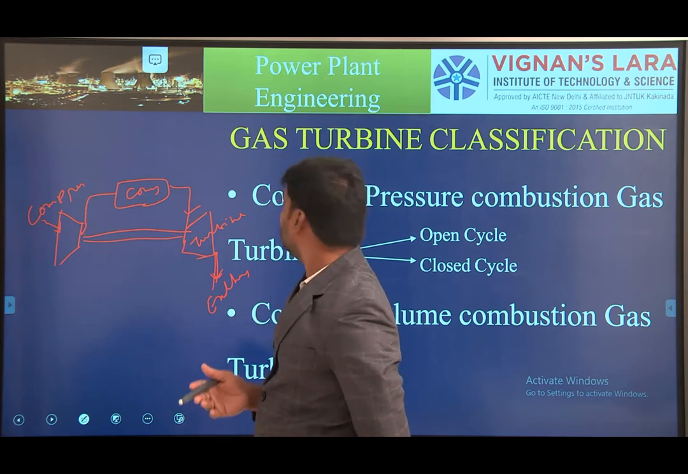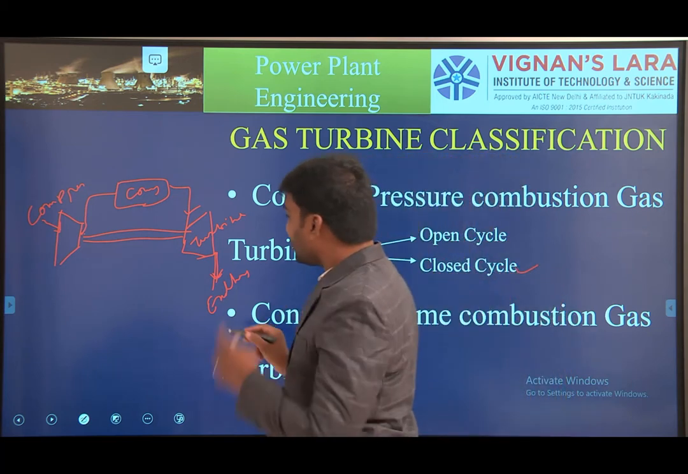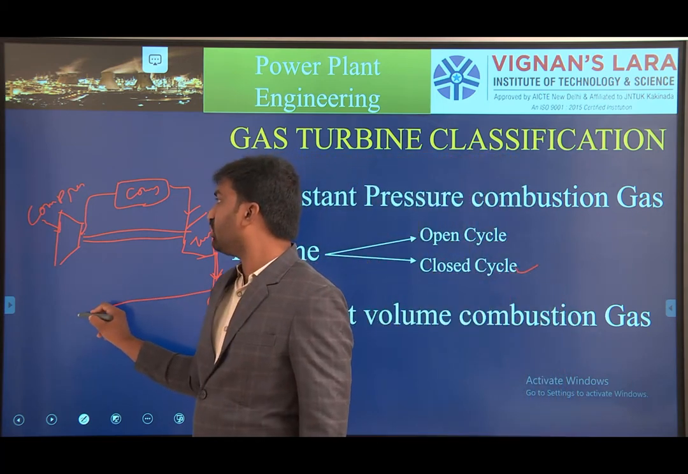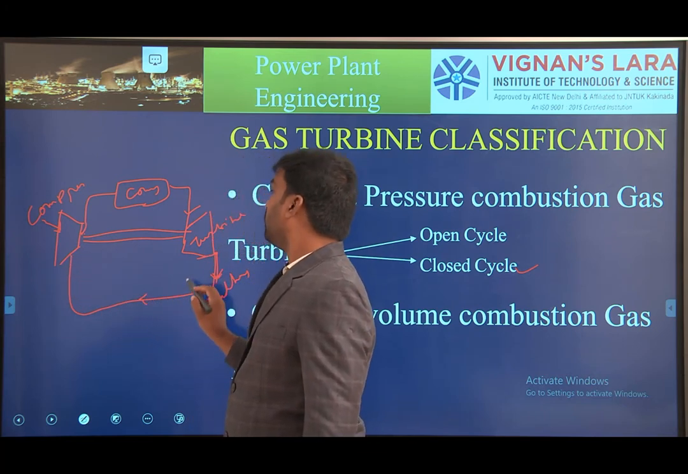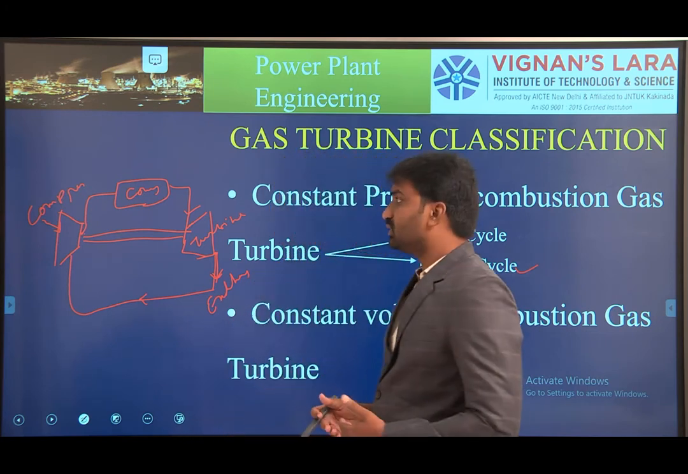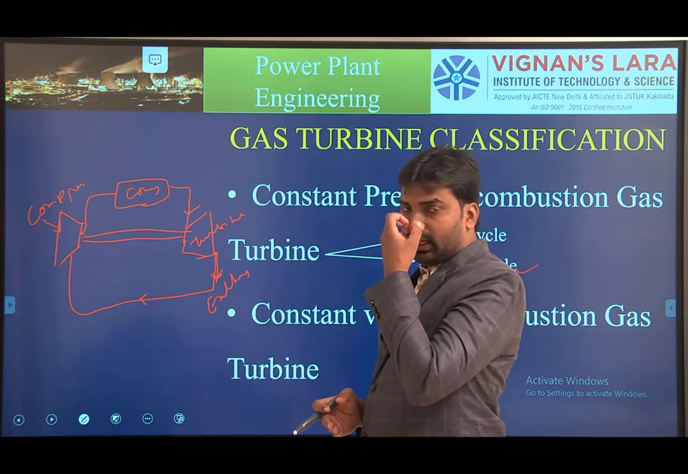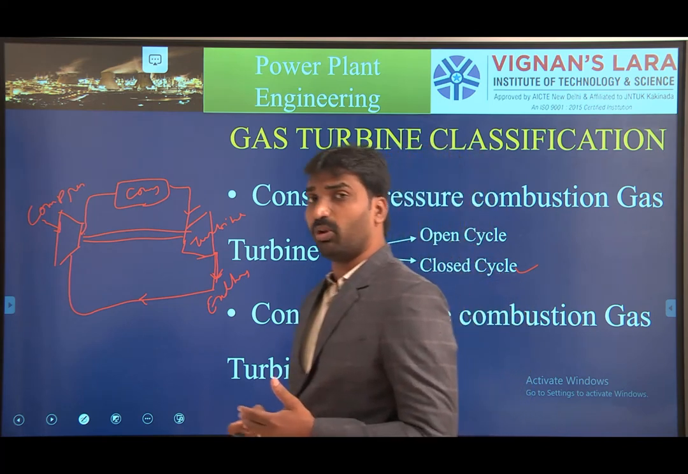In another case, a closed cycle system is there. So what is meant by closed cycle? It's simply a closed loop. For the compressor, some amount of exhaust gases is also sent back. Automatically, when we send the exhaust gases back through the compressor, it raises the temperature more. That is some amount of preheating process.